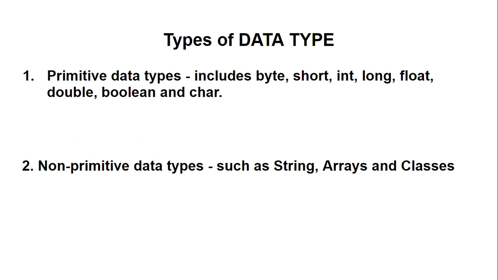Now, how many types of data types do we study in Java, or how many types of data types are present in Java? There are two types: primitive data types and non-primitive data types. Primitive data types include byte, short, int, long, float, double, boolean, char. Char means character, and int means integer. These are short keywords which we use, and they are already predefined in Java. Non-primitive data types are such as string, arrays, and classes. There are multiple non-primitive data types that the user can also define as per the use.